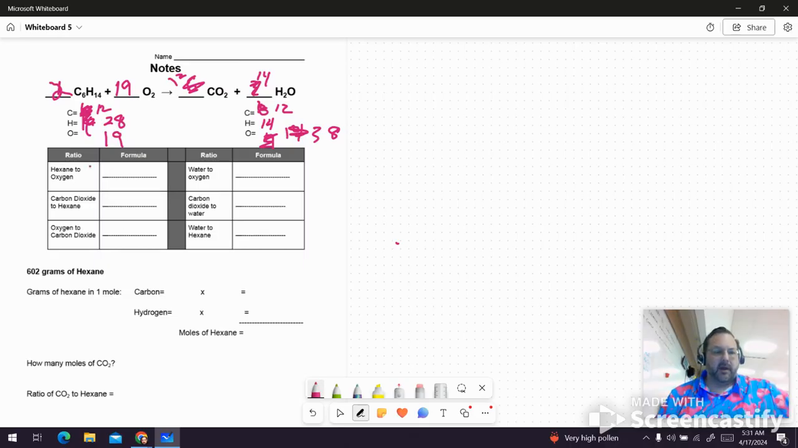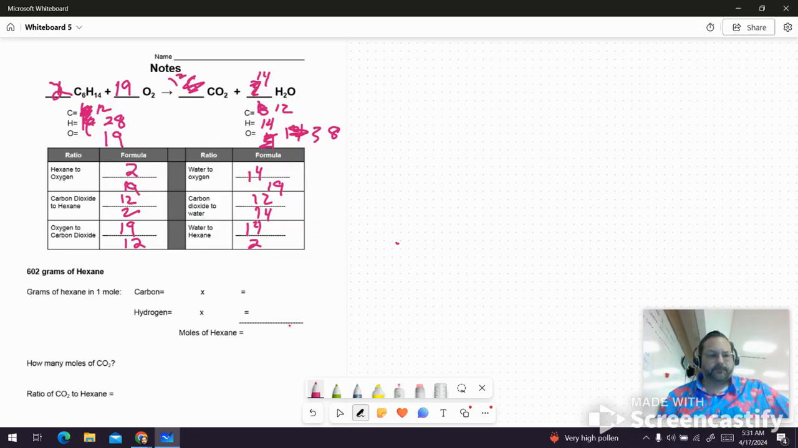I can go through and do my ratios. That's hexane up there. Hexane to oxygen is 2 to 19. Carbon dioxide to hexane, 12 to 2. Oxygen to carbon dioxide, 19 to 12. Water to oxygen, 14 to 19. Carbon dioxide is 12 to water is 14. Water is 14 to hexane. Hexane is 2. Okay? So there's all my ratios.